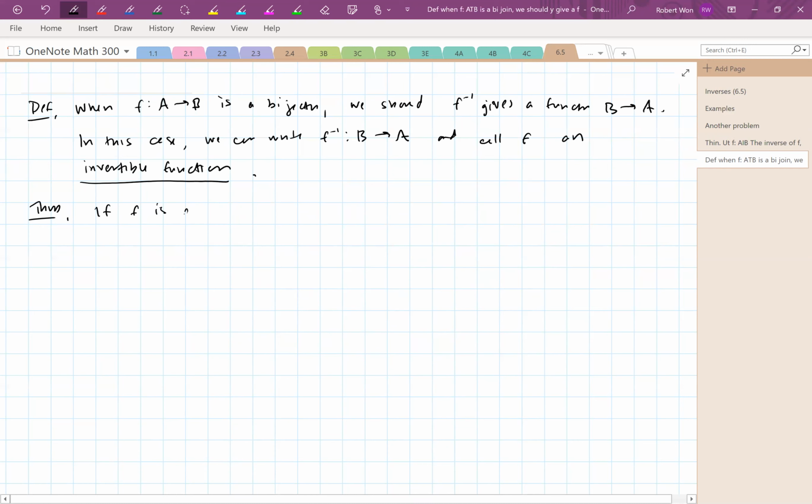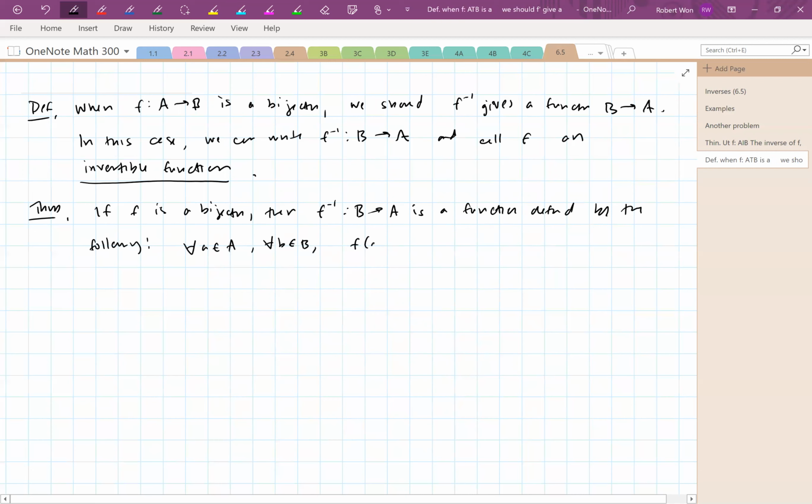So if f is a bijection, then this f inverse is a function defined by the following. For every a in A and for every b in B, f of a equals b if and only if f inverse of b equals a. Now this theorem is basically just the definition of f inverse together with the previous theorem, right?